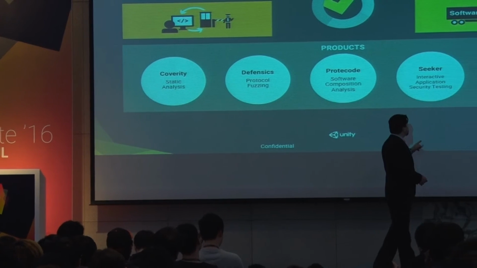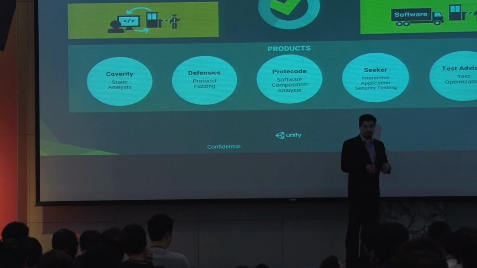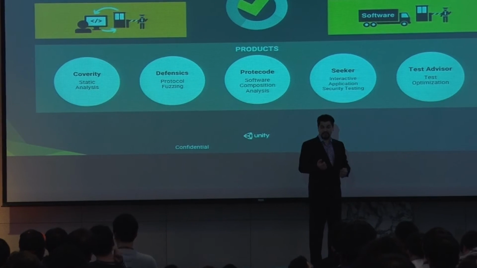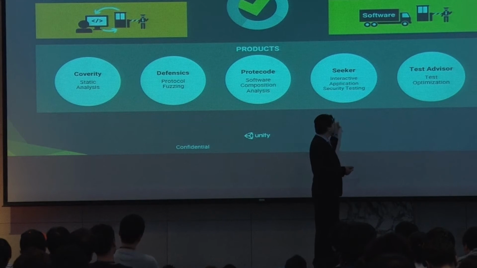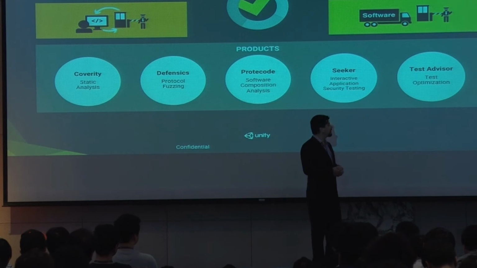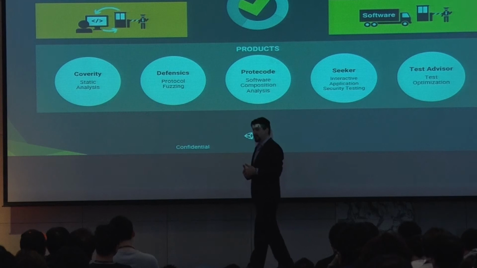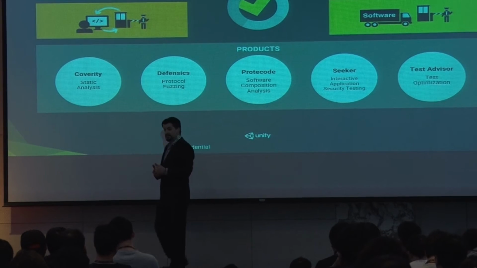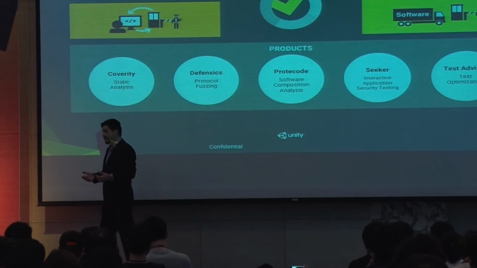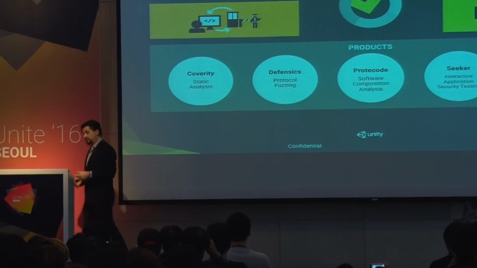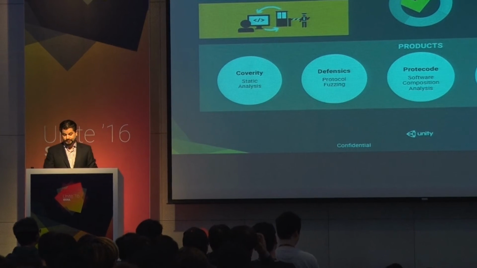You might actually be building a web application that connects via browser or connects actually via a mobile device. You might use interactive application security testing on that. And lastly, you might actually say, I've been testing this application via system or unit testing, and my test harness actually takes 6 weeks to get through. Maybe I need to optimize that. You might actually take a look at Test Advisor.